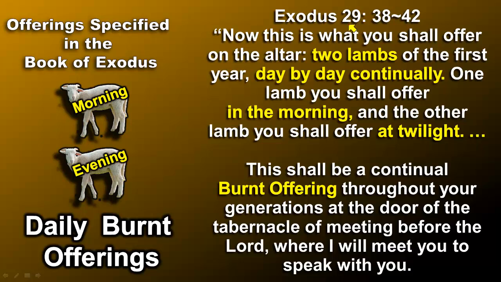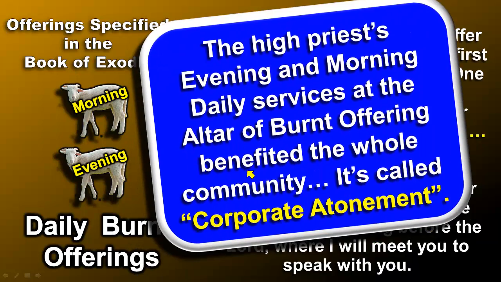We read about this in Exodus 29, and we read here, "Now this is what you shall offer on the altar, 2 lambs of the first year, day by day, continually." These are daily. "One lamb you shall offer in the morning, and the other at twilight," or in the evening. "And it shall be a continual burnt offering throughout your generations at the door of the tabernacle." So God wanted 2 offerings.